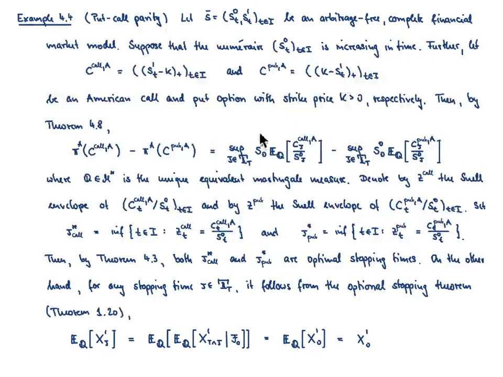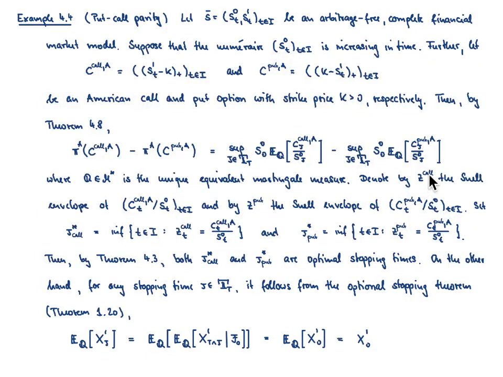So by the previous theorem, we know that the arbitrage-free price of the call option is given in terms of the optimal stopping problem. And likewise, we know that the arbitrage-free price of the American put option is given in terms of the corresponding optimal stopping problem. And these values of the optimal stopping problem are independent of the choice of the equivalent martingale measure, but due to the fact that we assume that this model should be complete, we know that there exists a unique equivalent martingale measure.